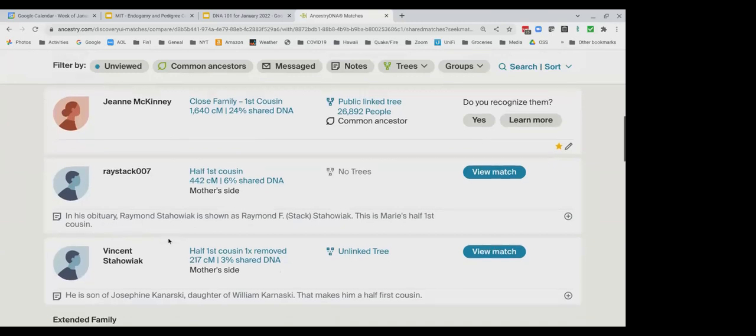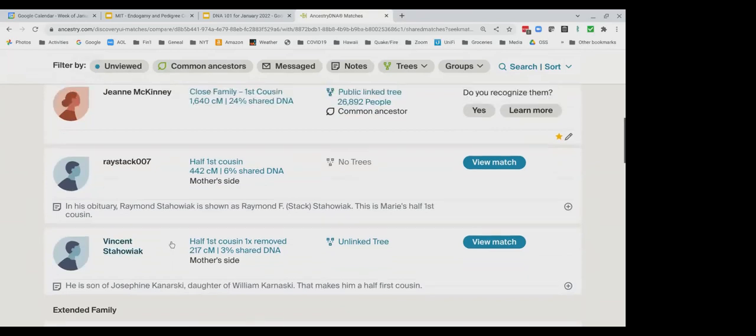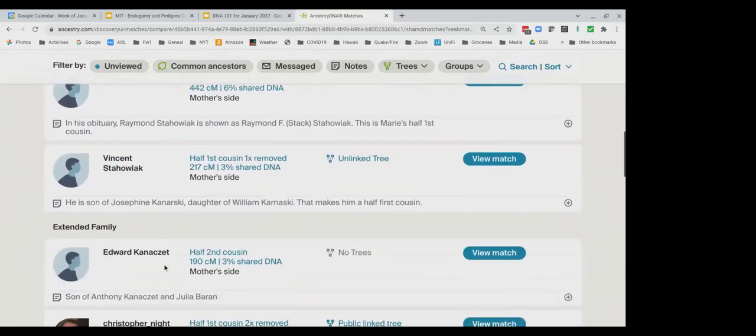And here is Vincent. My suspicion is that Kanaset and Konarski, by the way, are simply different Americanizations of the same Polish last name. One family adopted Konarski when the man came over, one adopted Kanaset. So I know which branch he's likely connected to. Now what I'm going to do is classic Research 101. We're going to go to Google.